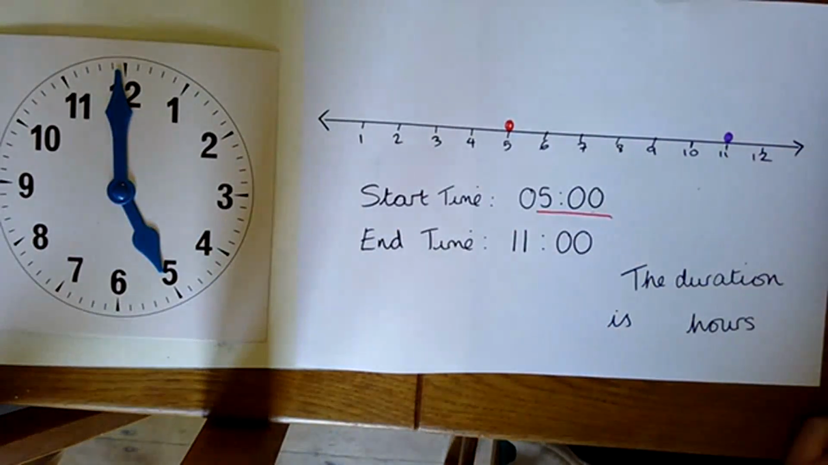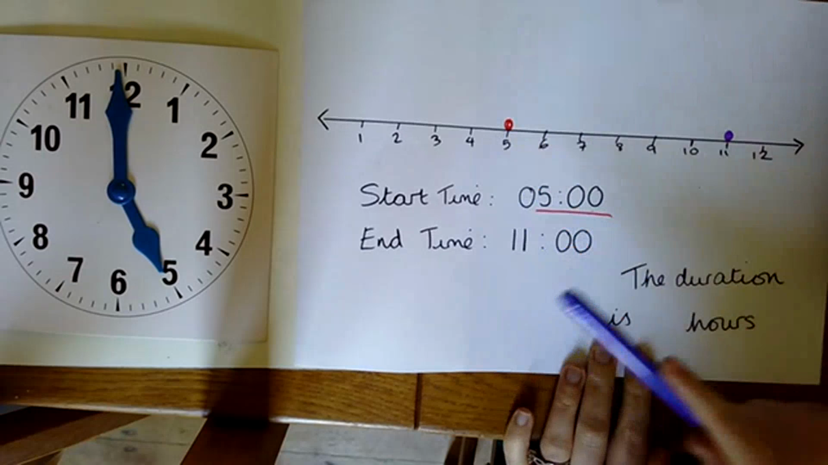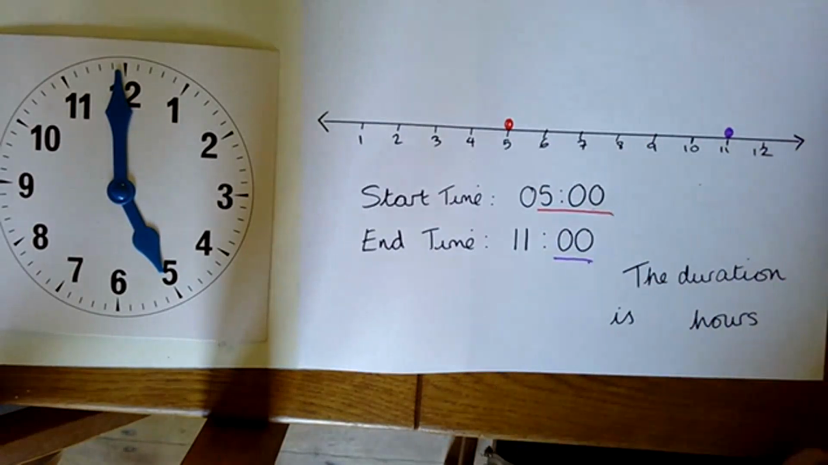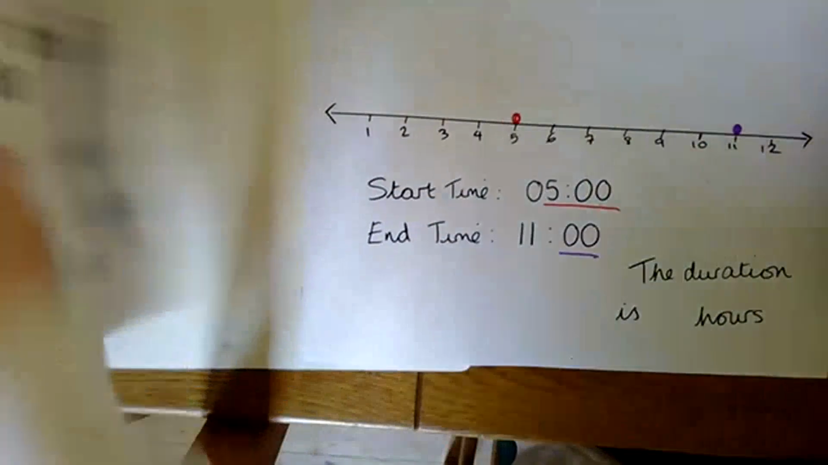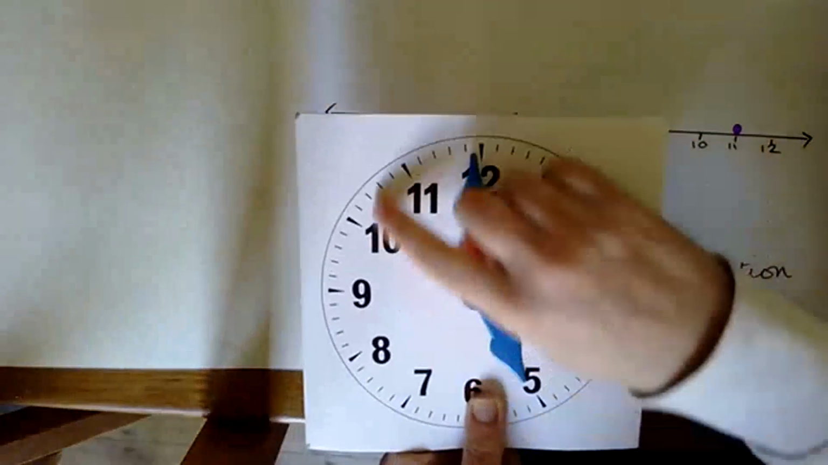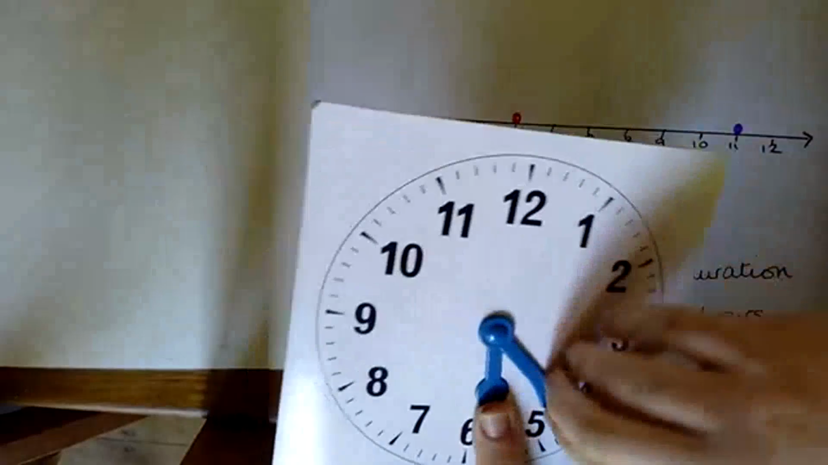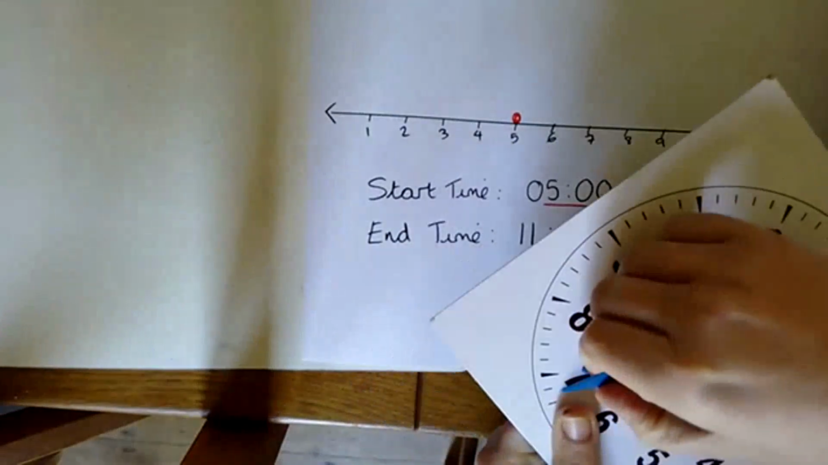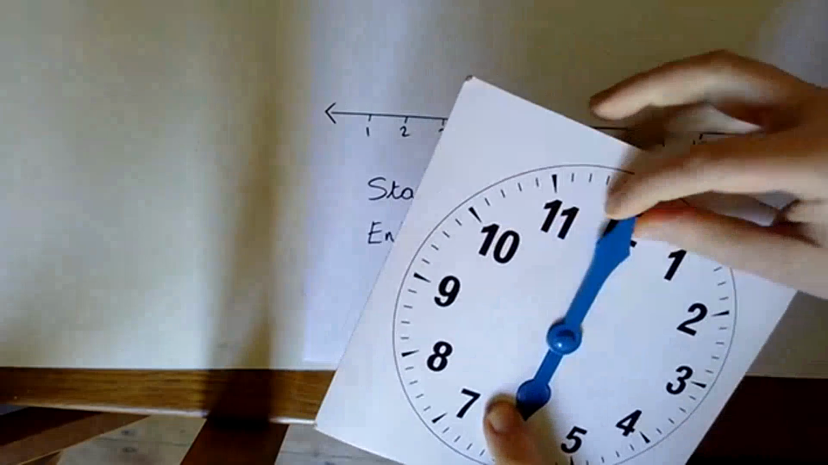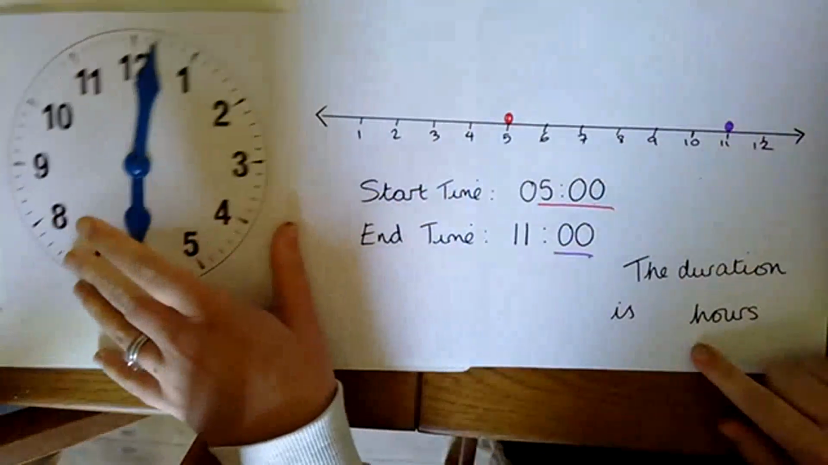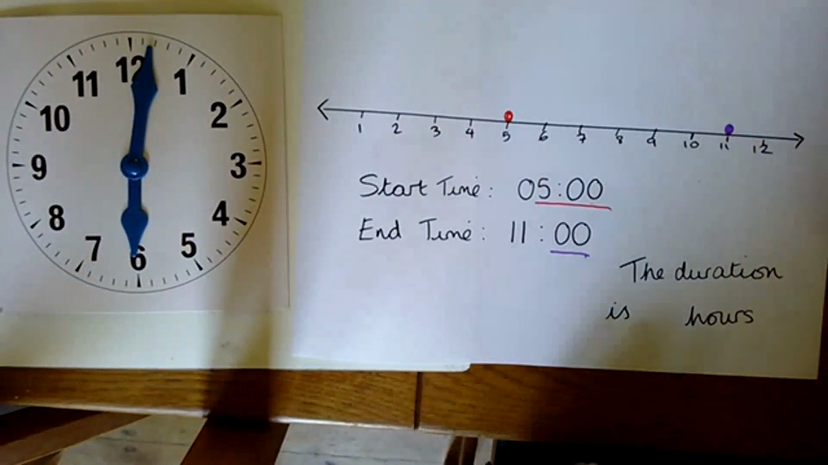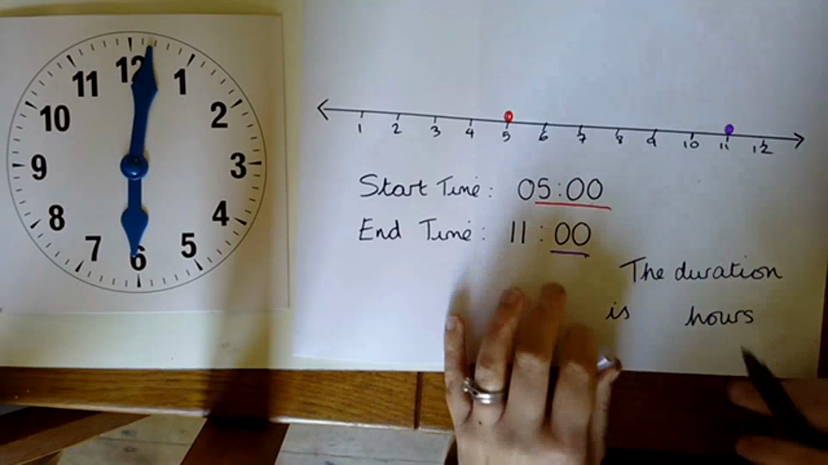I'm going to mark this on my timeline. So what I need to do is work out how many hours are in between 5 o'clock and 11 o'clock. Now, obviously, I could potentially use my clock and go 1, 2, get stuck around here, 1 hour, and then count the different hours to get my hour hand to 11. But that would take me quite a long time. So again, I'm going to count on in 1s.